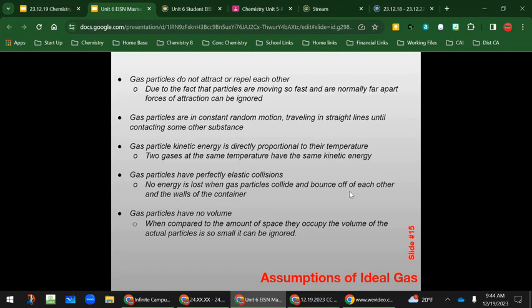Last, gas particles have no volume. Is that true? Unless they're in a container. Even in a container, they take up space. But the particles themselves, the little pieces that make up the gas, do they have a volume? Do oxygen molecules have a volume? You bet. Otherwise, they can't be matter. Matter has to have mass and take up space, right?